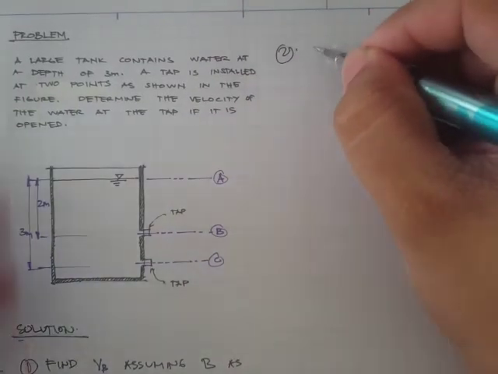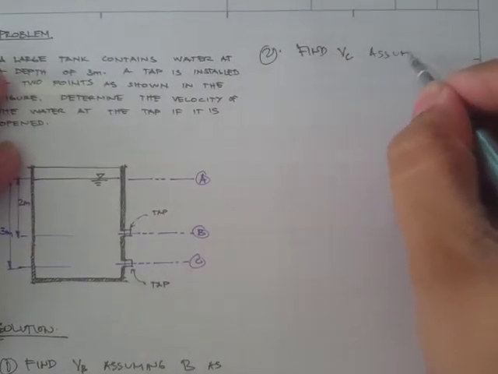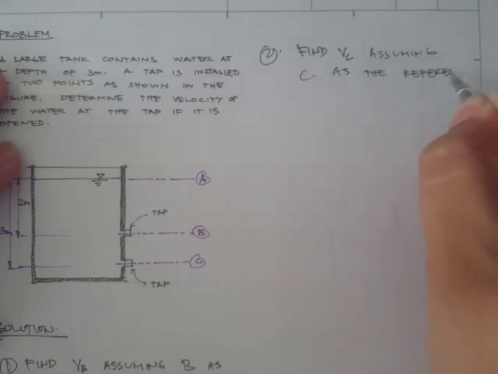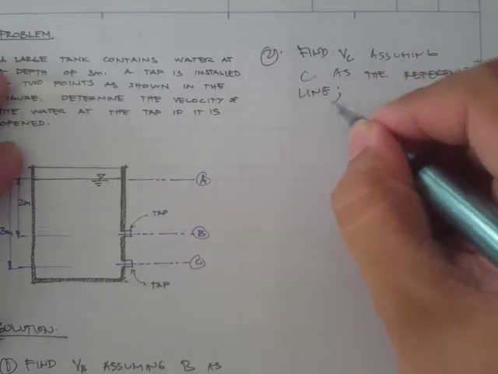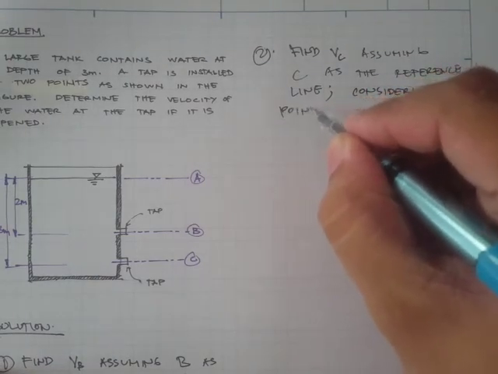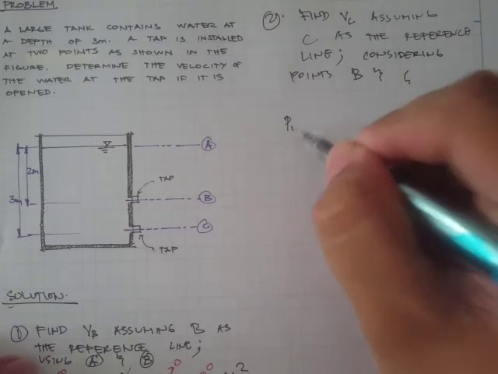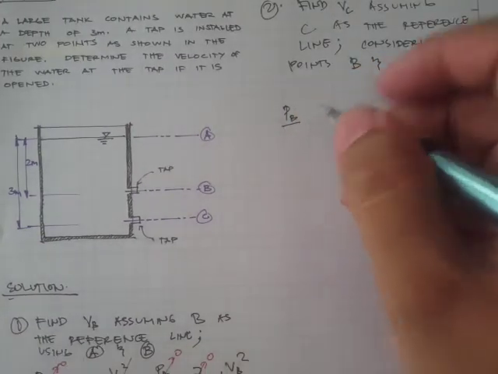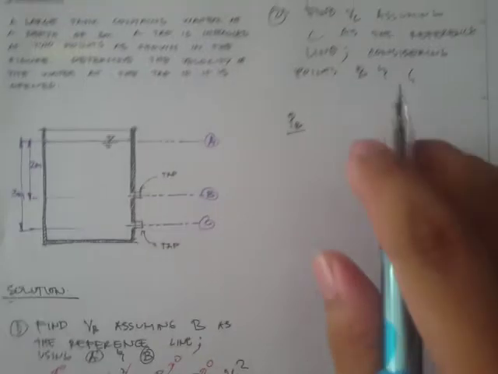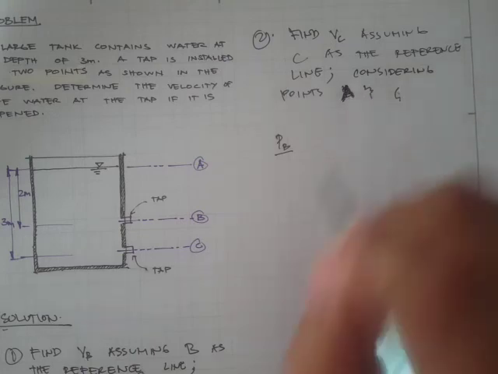Now we'll try to find the velocity at C, assuming C as the reference line, and we are considering points B and C. So we'll write again our Bernoulli equation. If we consider PB, I guess we need the pressure at B. So what if we consider point A? I guess it would be simpler if we consider A and C.